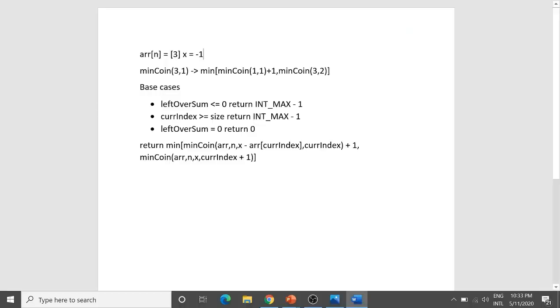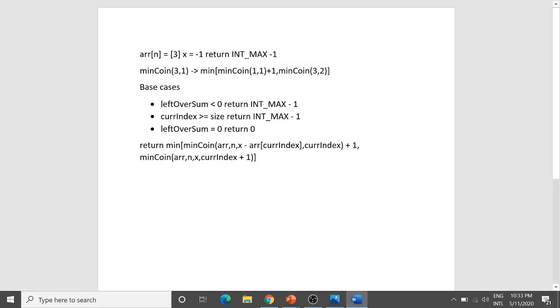Again, we will hit our base case, that is this base case. My leftover sum or leftover amount is less than or equal to 0. Sorry, this would be less than 0. So what do I do? In this case, I would be again returning int max minus 1. What about this min coin 2 3? Again, I would be returning int max because there is no index 3. I have gone already out of bound.